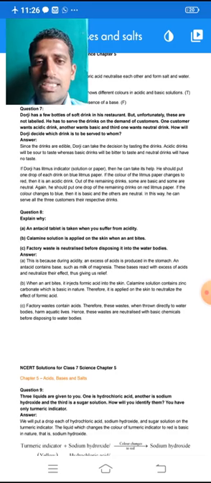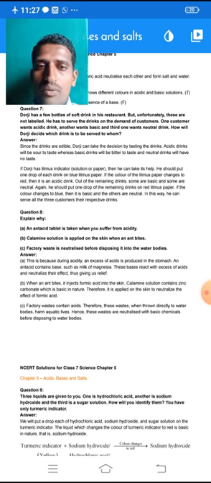Let's go for the exercise part of the remaining part of the lesson which I have completed in the previous class. Let's go for question number 7. The question is as follows. Dorji has a few bottles of soft drink in his restaurant, but unfortunately these are not labeled. Means they are not given any names. So he has to serve the drinks on the demand of the customers. One customer wants acidic drink, another wants basic, and the third one wants neutral drink. So how will Dorji decide which drink is to be served to whom?